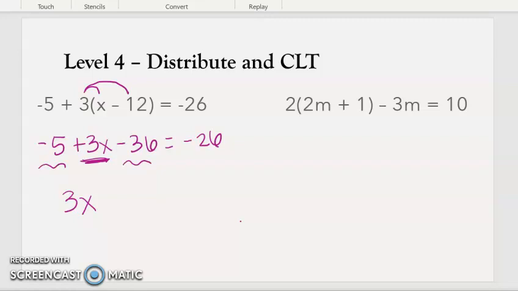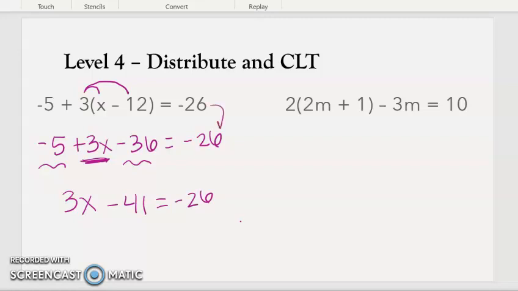So you can use your calculator or your head and say -5 minus -36, or sorry, -5 minus 36, and you should get -41. Then it's just like normal.